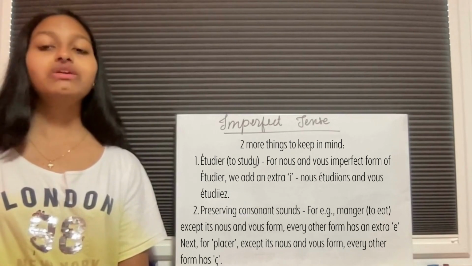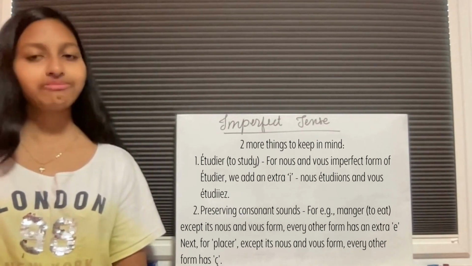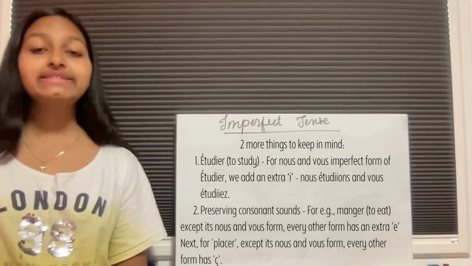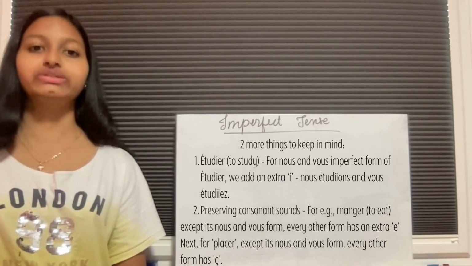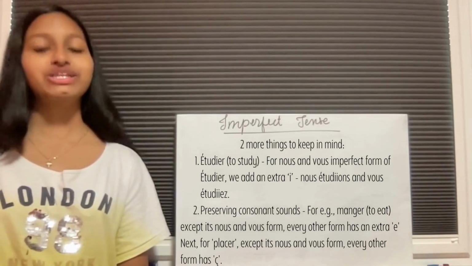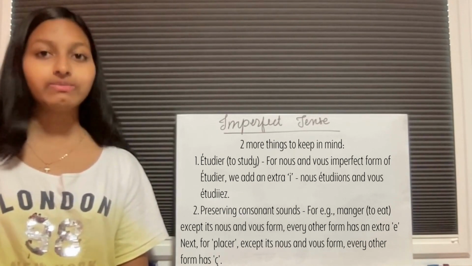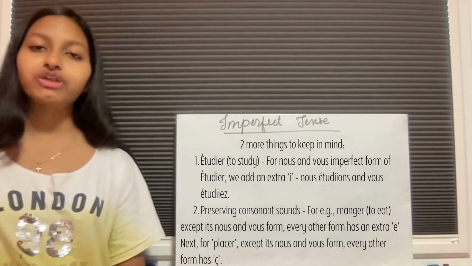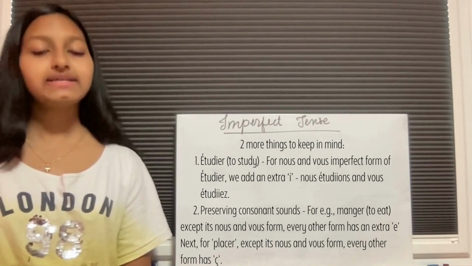Second, preserving consonant sounds. So over here we have 2 verbs, manger and placer. For manger, except its nous and vous form, every other form has an extra E so that the pronunciation won't be manguer but manger. That's what we want. Secondly, for placer, except its nous and vous form, we have the cédille ç in every other form. That's because we don't want the pronunciation to be plaquer but placer.